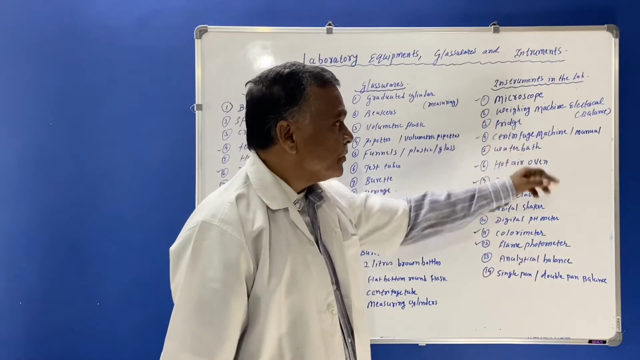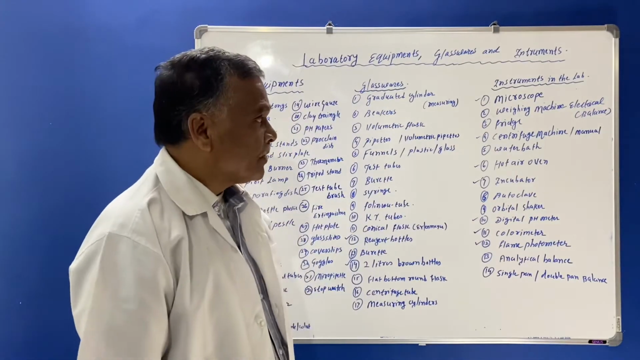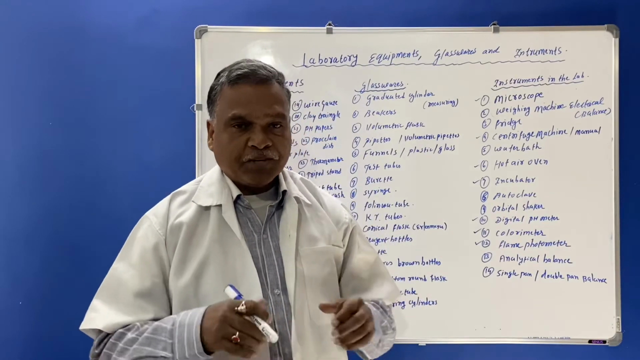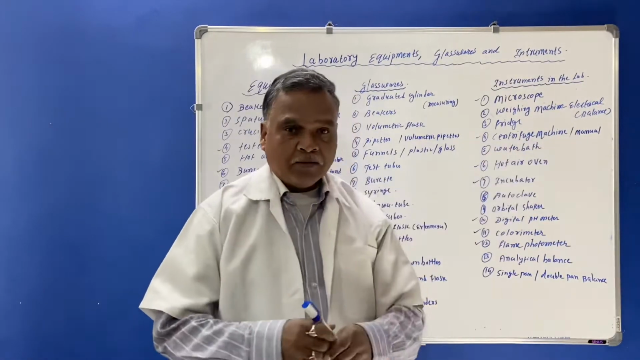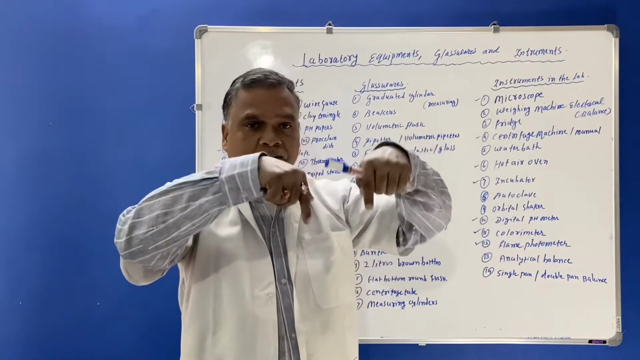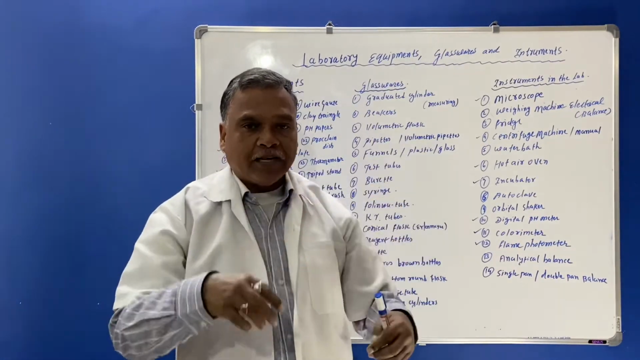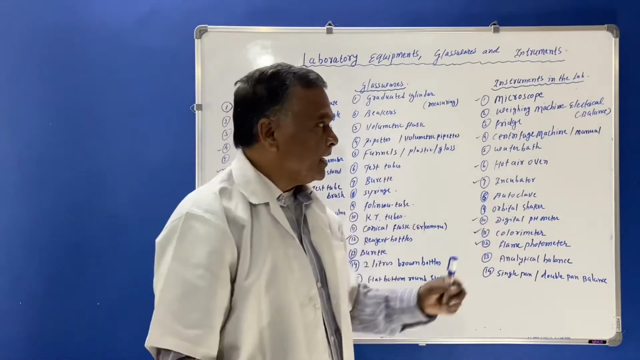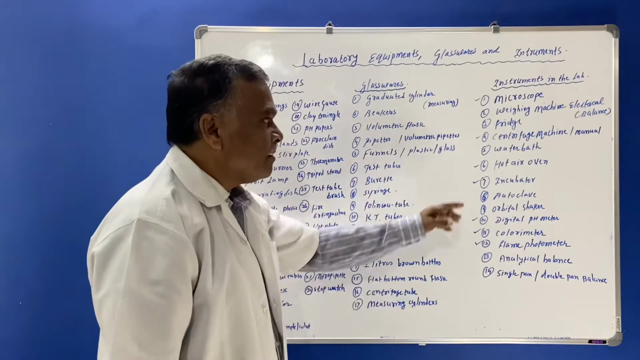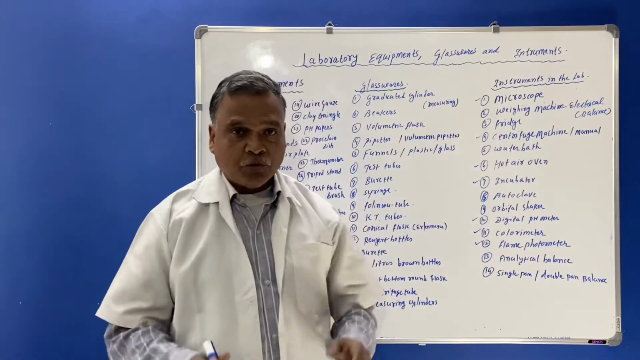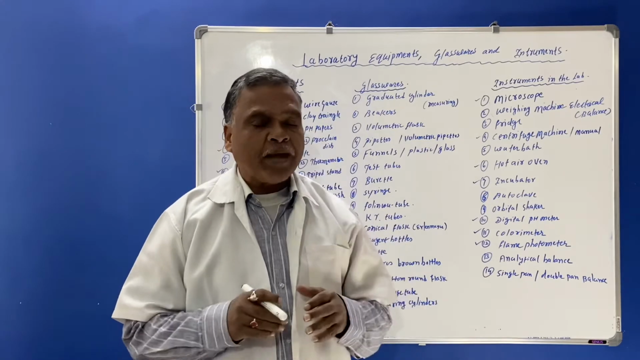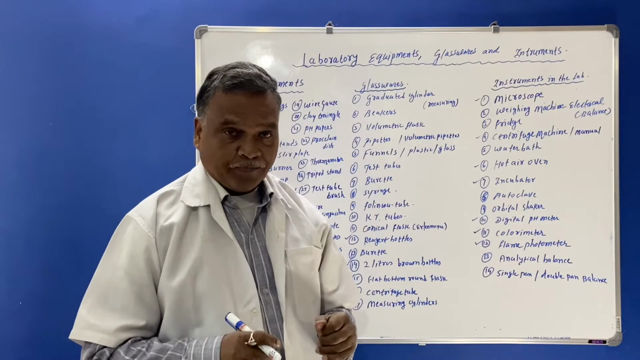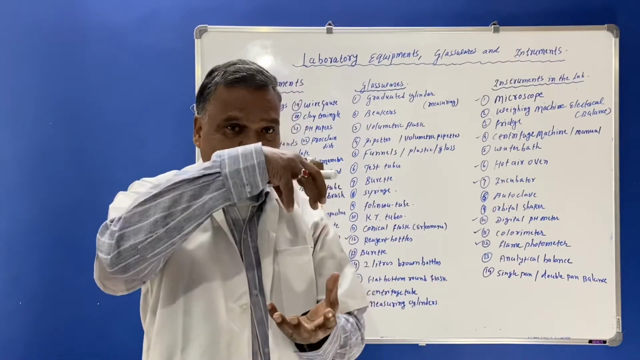Then a centrifuge machine should be there, and there are two types: electrical centrifuge machine and manual. Manual means the centrifuge tubes are kept in it, and then it is just handled and it will rotate. That is known as a manual centrifuge machine. Then a water bath should be available in the laboratory, and this water bath is useful to boil the test tubes, keeping them in a beaker.